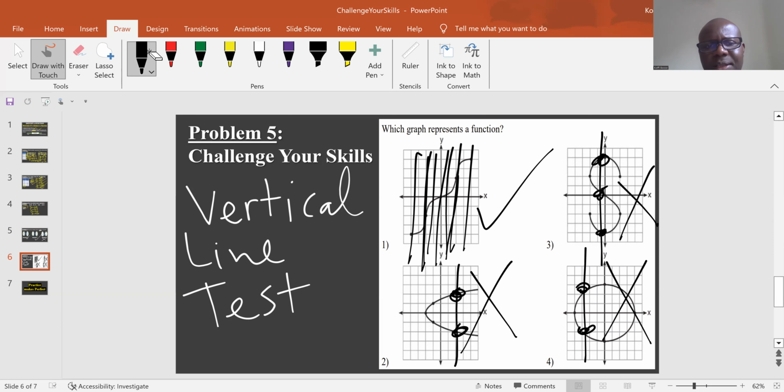So again, let's explain this vertical line test. You have to make sure for any vertical line you draw through the graph, okay, each vertical line will cross the graph at only 1 point. If there is any vertical line crossing the graph at more than 1 point, okay, so that graph does not represent a function.